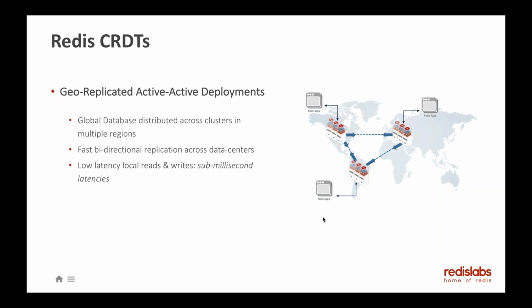But from an application standpoint, their experience for reading and writing is just local. So the sub-millisecond latencies that you expect with your reads and writes on Redis are fully available to the applications as the network partition happens. All of those clusters can continue to operate. And when things resume, CRDT handles the writes that happened during the absence, automatically understanding the developer's intent.